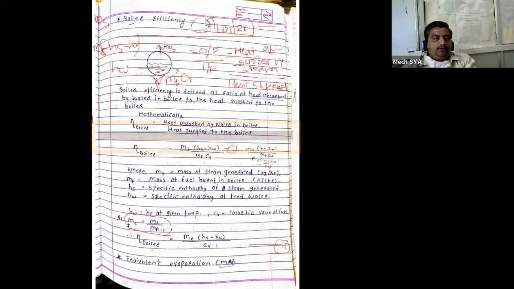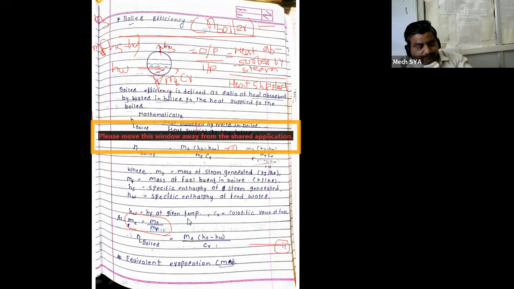Then write down what you understood. Please write down the definition and formulas. In this formula, everything, ms, mf, hs, hw, everything we write down.